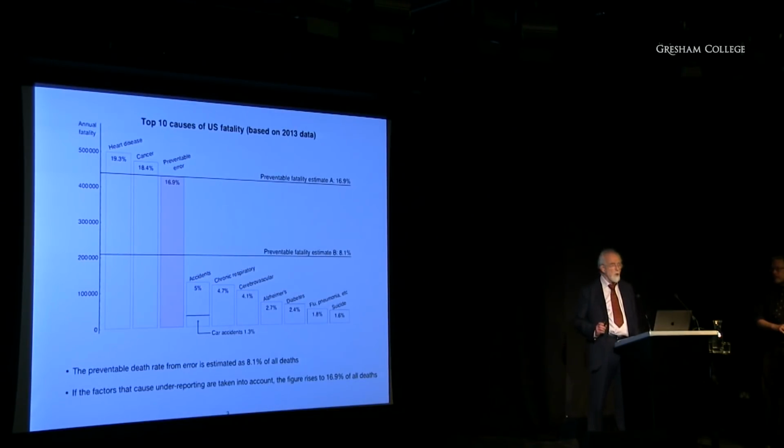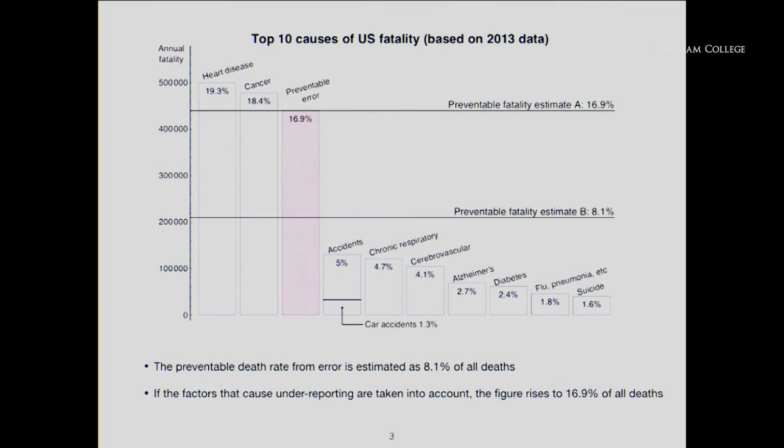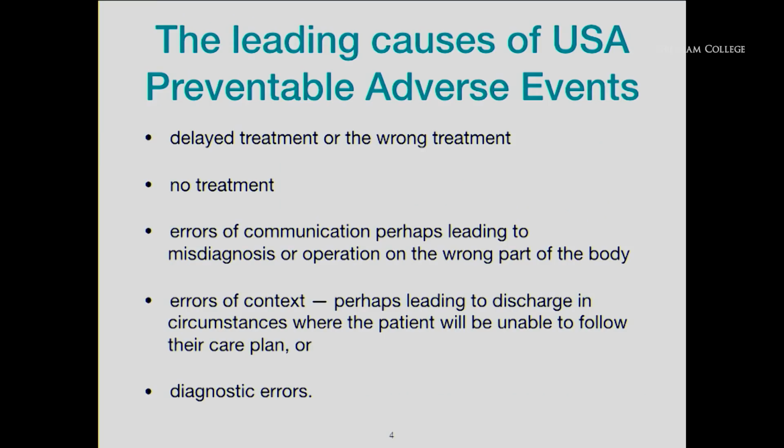Now, these are the top causes of death in America, and the base figure here suggests that 8.1% of American deaths are actually caused by preventable accidents in hospitals. And if you then add in the likely underreporting, you get up to about twice that figure, which puts that number up alongside the major causes of death of cancer and heart disease. So it's that sort of scale of fatality that we're talking about.